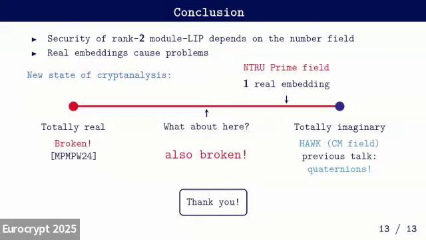Okay. So presumably this is only for the module LIP problem. It doesn't really say anything about the use of the NTRU prime field for Dilithium or Kyber-like constructions. No, I mean, it's not clear how it would. It might suggest that you could have a look at this real embedding and see if you can use it in some way, but our approach really makes no claims about other problems related to the NTRU prime field besides rank 2 module LIP.